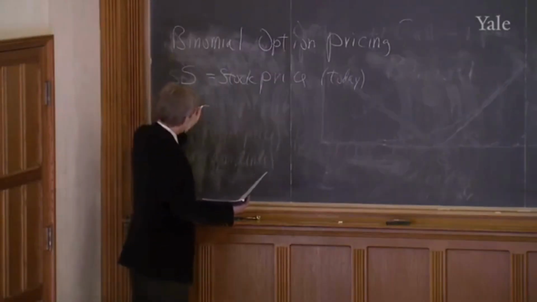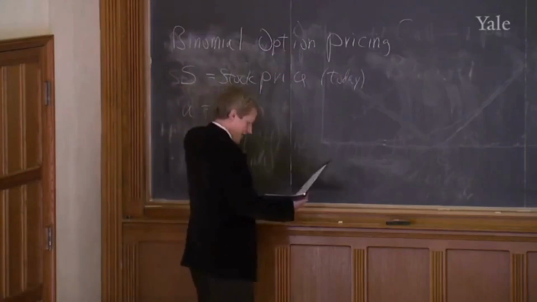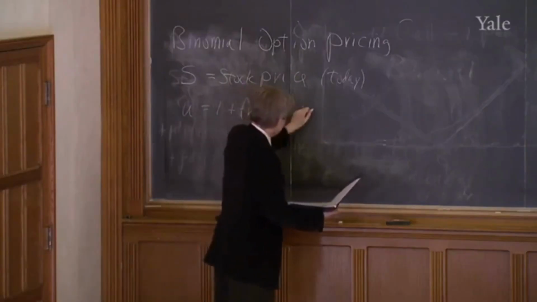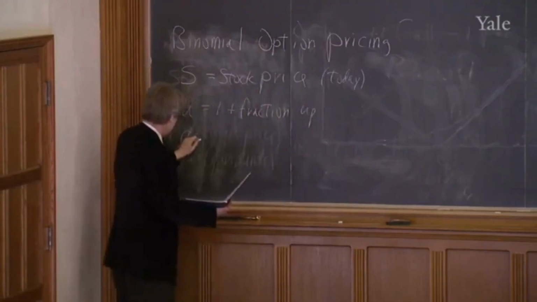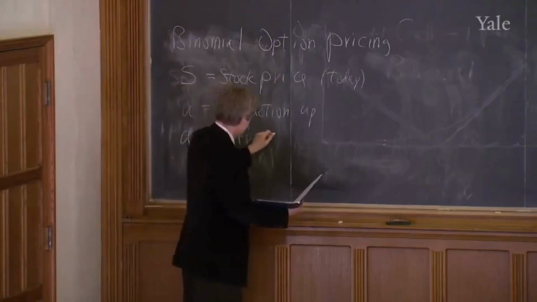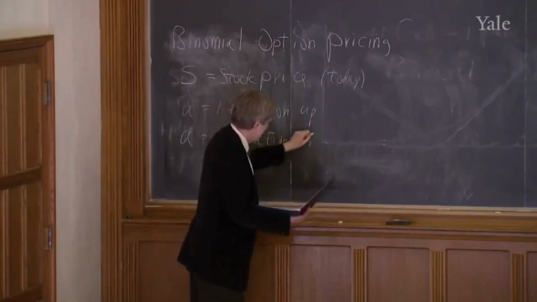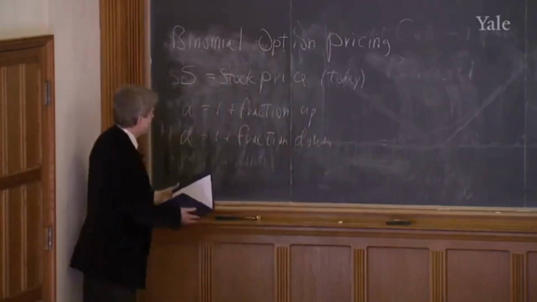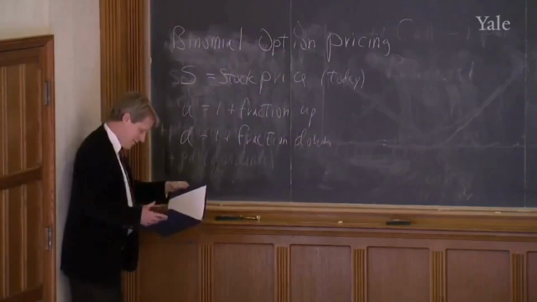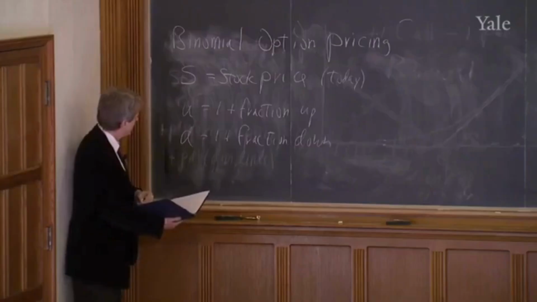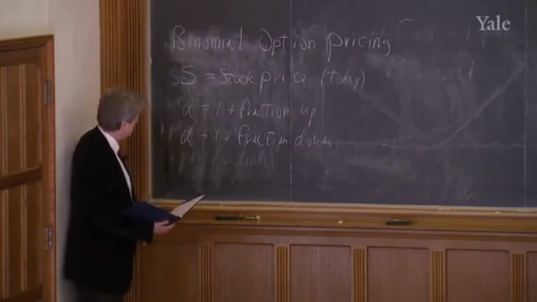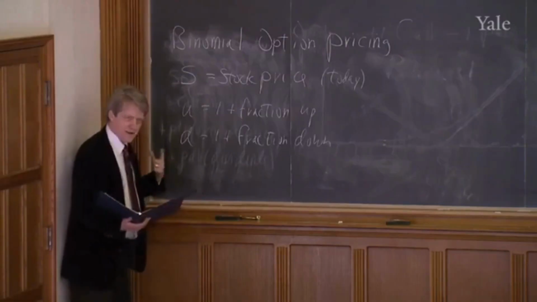So U is equal to 1 plus the fraction up, that it goes up. U stands for up. And D is down, is 1 plus the fraction down. So that means that the stock price either becomes SU, which means it goes up by a multiple U, or it is SD, which means it goes down by a multiple D. And that's all we know, okay?